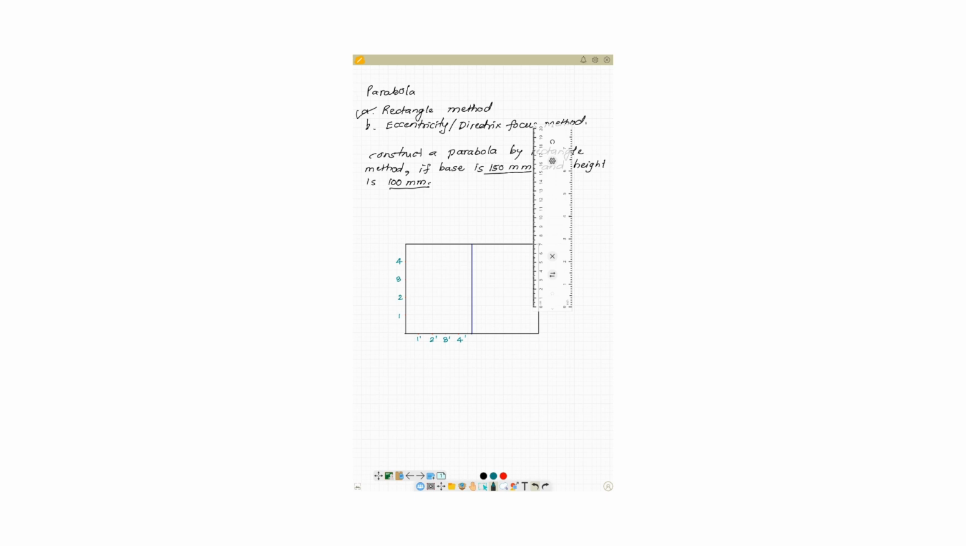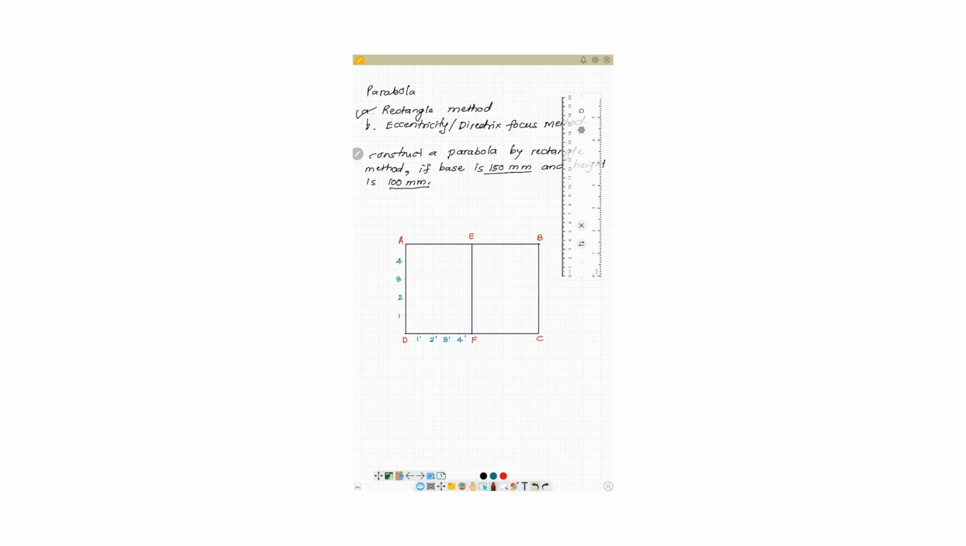Now I'll just name this rectangle for convenience. So I'll name this point as A point, this is B, this is C, this is D, and on the vertical axis I will take E and F. Now you can take any alphabetical order, A, B, C, D or P, Q, R, S, that is fine.